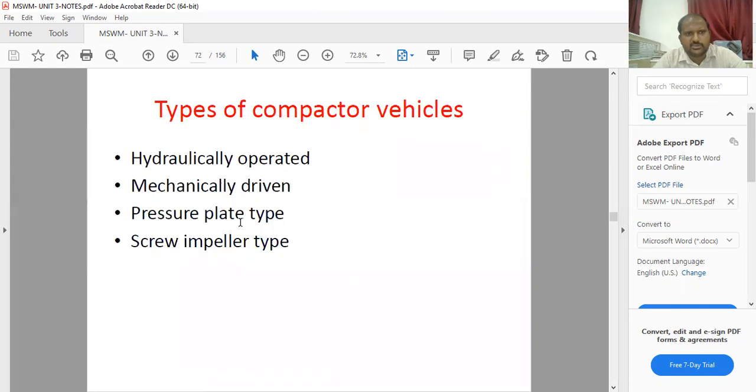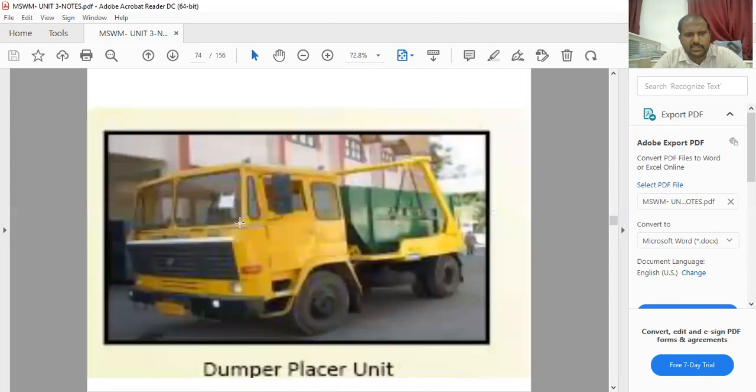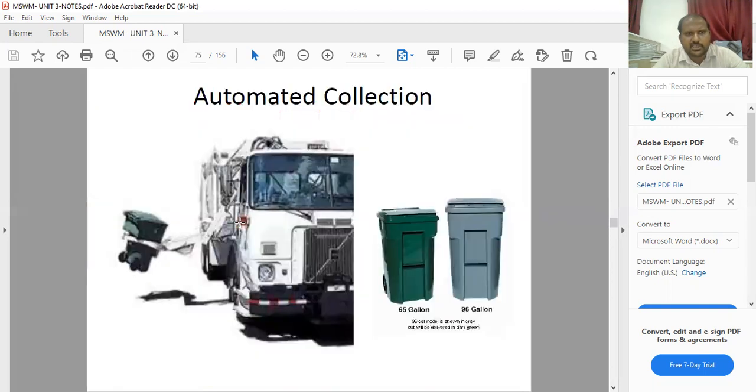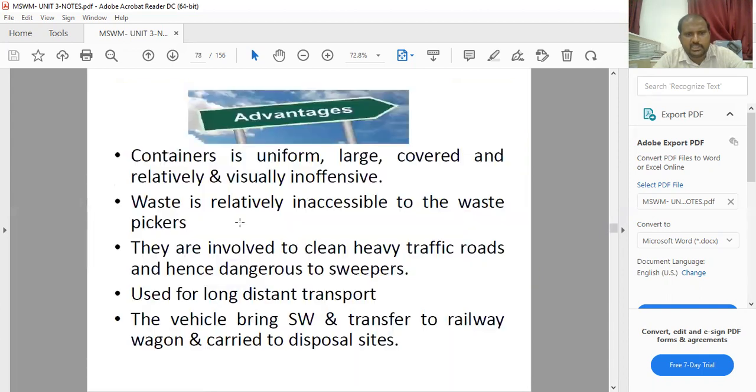Compactor truck. Types of compactor vehicles. The first one is hydraulically operated, the second one is mechanically driven, the third one is pressure plate type, and the fourth one is screw impeller type. These are the refuse compactor, dumper placer unit, and automated collection system. It has a range of 65 gallons and 96 gallons. Front loading compactor vehicles and a tipper truck.